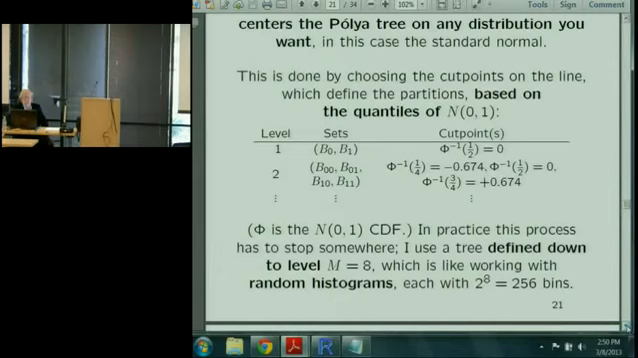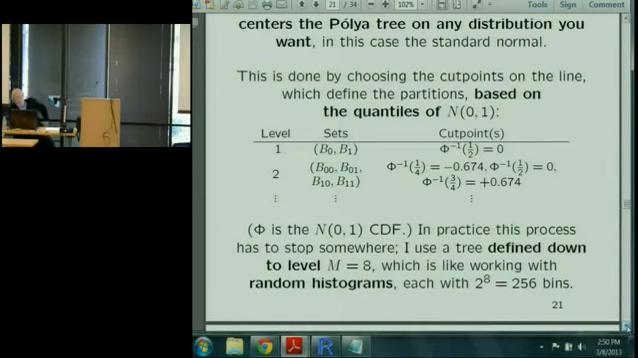At level 2, we have those 4 sets that I called B00, B01, B10, B11, and the 3 cut points for that are equal to the place under the normal curve that has a quarter of the area to the left of it, and then the 0, of course, and then the 3/4 place. And now you just keep going.